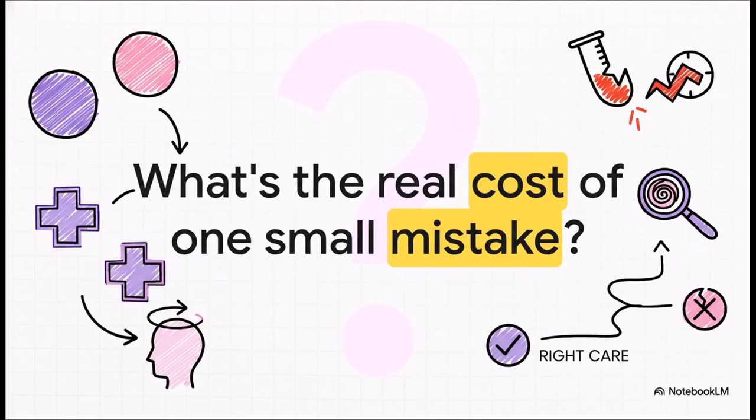It really makes you stop and think, doesn't it? In the lab, it's just a shade of pink or a shade of purple. But that simple color difference can change, well, everything. It can change a diagnosis, it can change a treatment plan, it can change a patient's outcome. So what's the real cost of one tiny mistake? It's not just about rerunning a test. It could be a delay in getting someone the right care when they need it most.